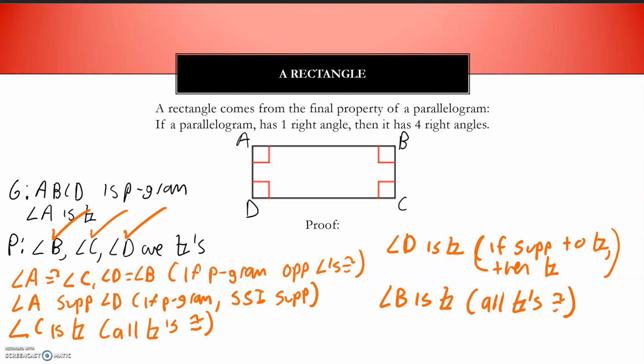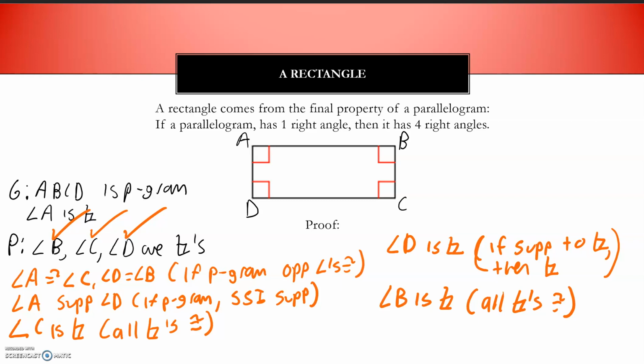There are some longer ones using different reasons than what I've used. There's some using right triangles. Mine goes more based on the logic, using the properties of parallelograms and what we know about right angles. So you might not see the reason "if supplementary to right angle, then right angle."